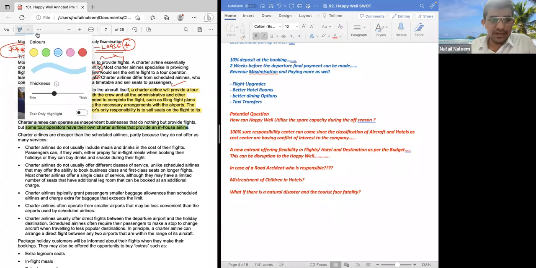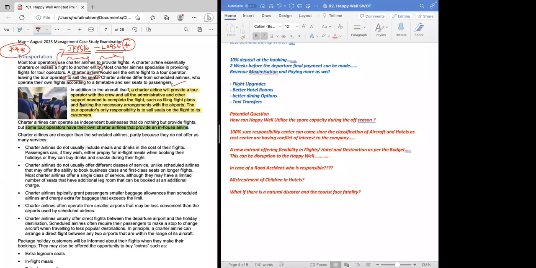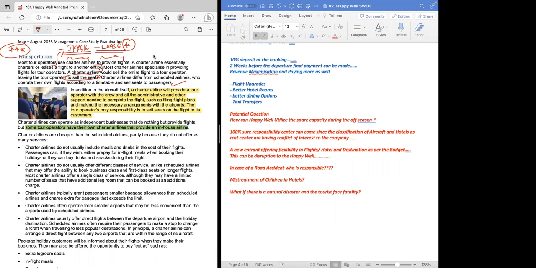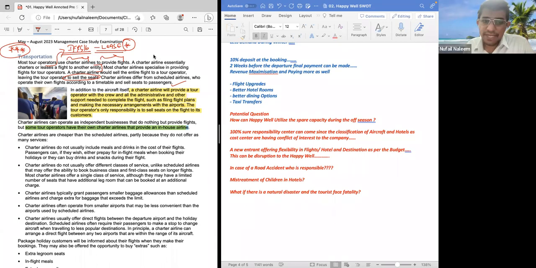Yes, Jose. These charter airlines provide administrative support to complete the flight, such as filing flight plans and making necessary arrangements. In a lease condition, how will we treat this? In a lease condition, we will treat this as operational expenses. So will it come from the lessee or the lessor? It will come from the point of view of a lessor's obligation, because in that, this is an administration charge.